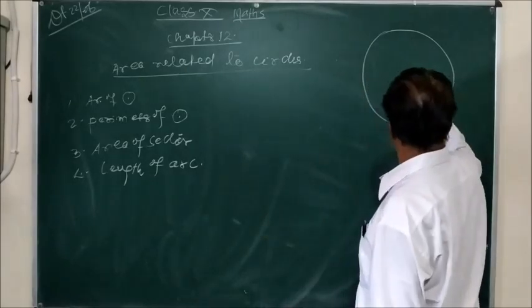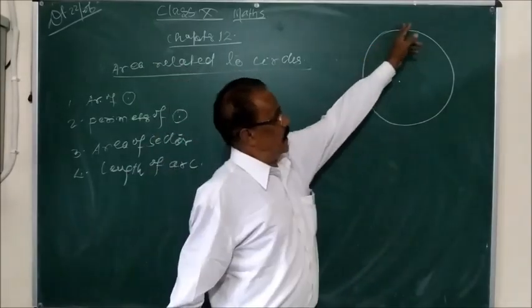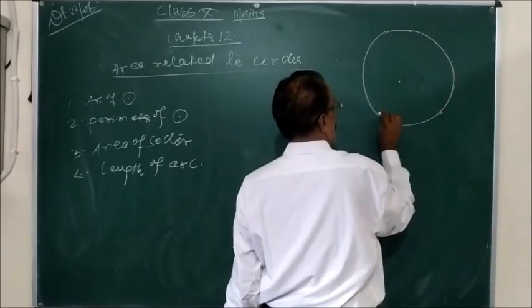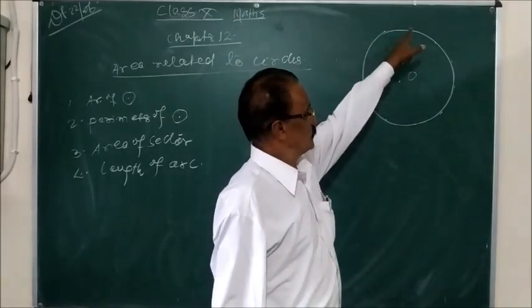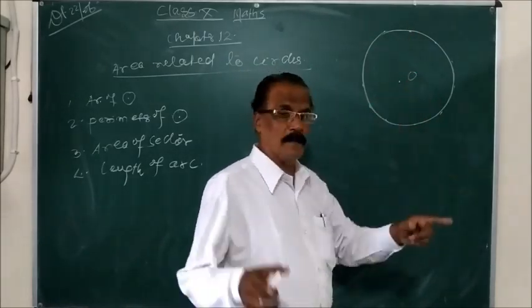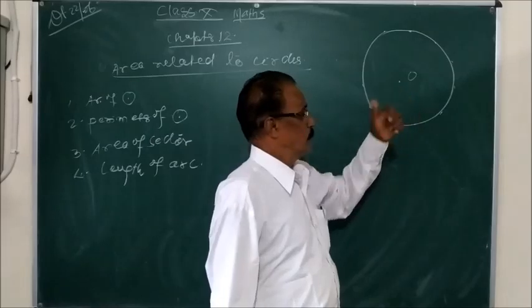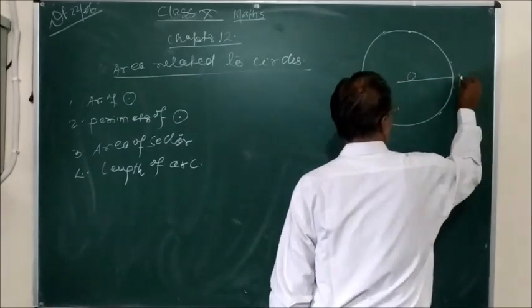Circle you know very well. I had already explained what is a circle: the collection of all points. Suppose you take many points here, and this is a fixed point. If the distance of all the points from this fixed point is equal, this is called a circle, and this fixed point is called the center. Now you see this is the line segment OP. This OP is called the radius. The distance between the center and any point on the circle is called the radius.